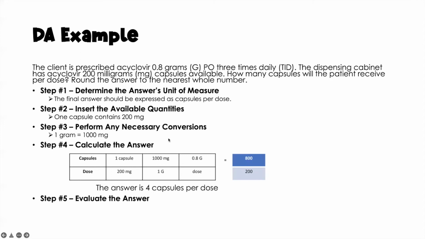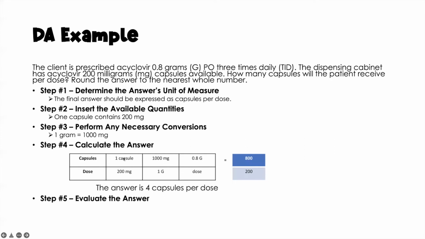Next, you're going to remember or put into your equation chain that 1 capsule equals 200 milligrams, and that's the dispensing cabinet. That's what I have actually in my hands to administer, 200 milligrams per 1 capsule. Then I know that I need to do a conversion, right? Because grams to milligrams, those are not the same. So here's my conversion, 1,000 milligrams equals 1 gram. And then finally, here's my order, 0.8 grams per dose. Now, my milligrams are going to cancel out. My grams are going to cancel out, and all I'm left with is capsules per dose, which if I go back and look at the beginning, that's exactly what I want.